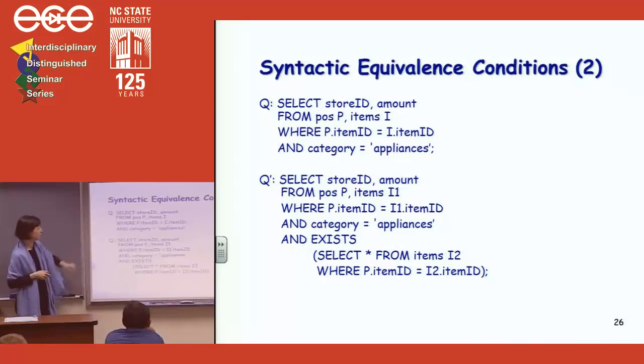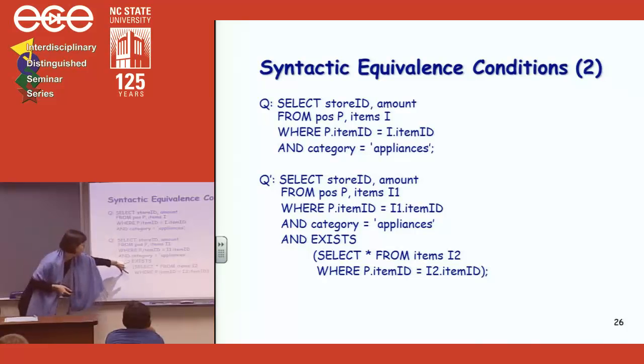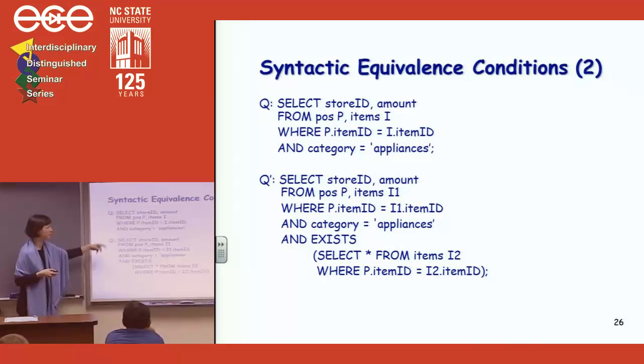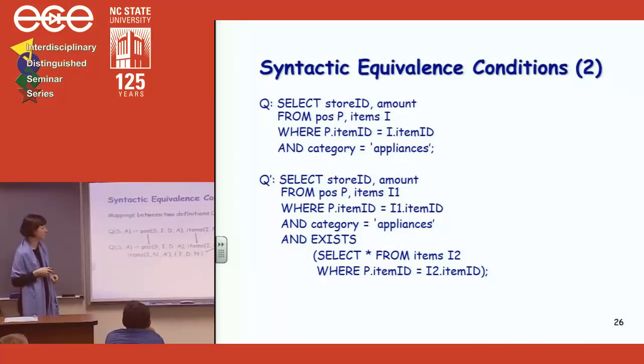So here is our old friend, query Q. We've seen it many times. I'm going to show you an easier case first. So that's this same query in SQL, and then I added this EXISTS condition. So the question is, are they the same? Syntactically, they're clearly not identical. It turns out that they return the same answers on all databases. How do we know? Using our mappings.